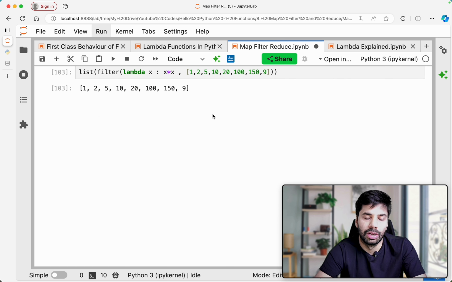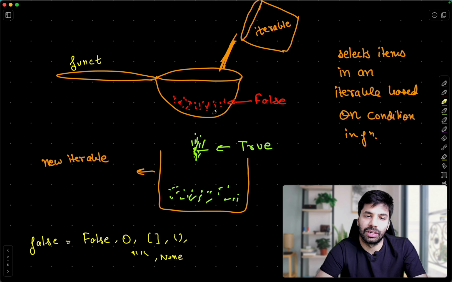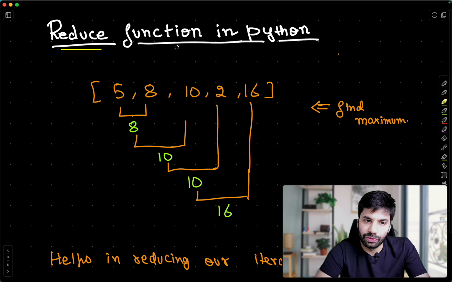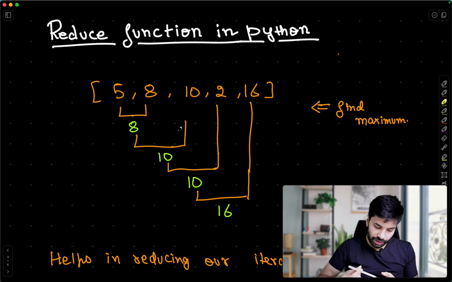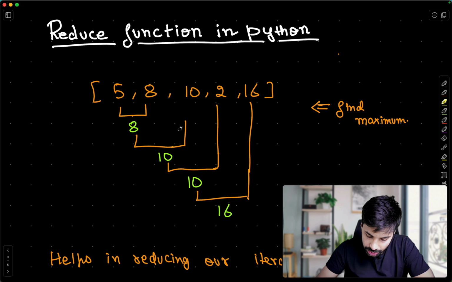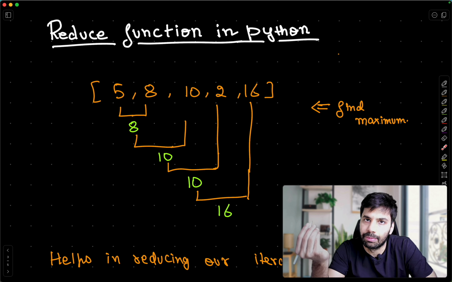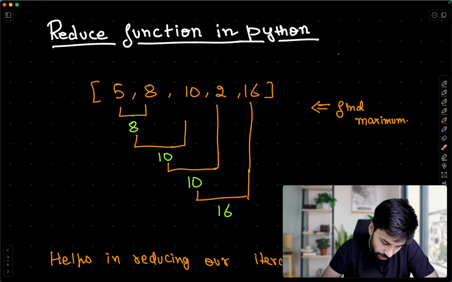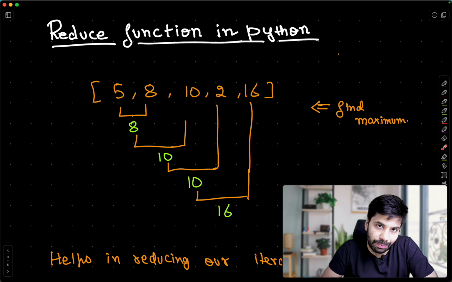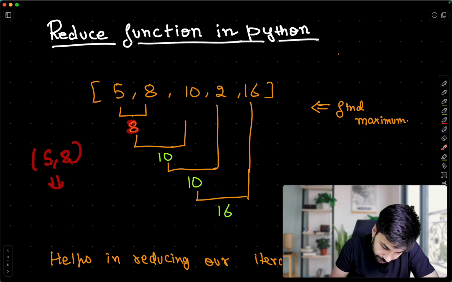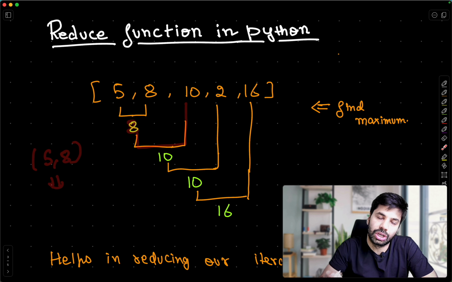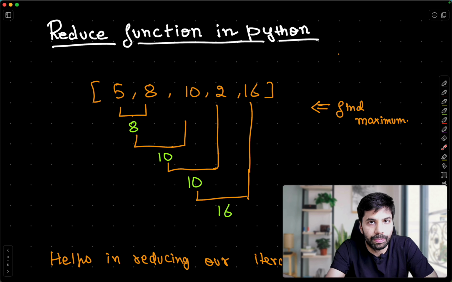This will be a lot clear. Now let me go back and do reduce as well. So, the reduce function in Python. To understand reduce, this is a very good example. It helps you reduce your iterable to a single element, and you provide a logic for it. For example, let's say you want to find the maximum. You will write the logic for how to compare two items, let's say 5 and 8. You're going to return the maximum, so it will return 8. Next, you will propagate that logic to the other elements in the list.